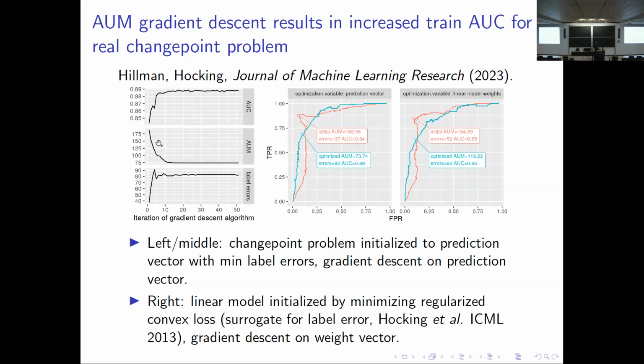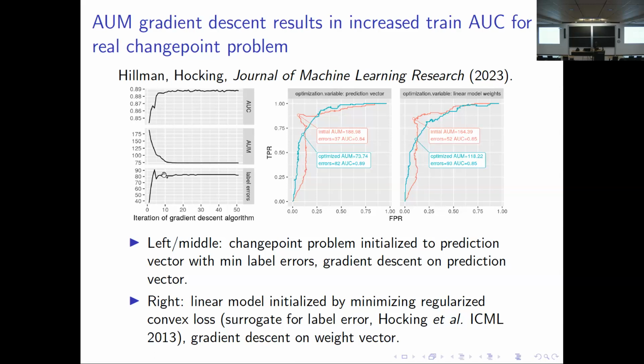We see that when it goes down, the AUC tends to go up, kind of unexpectedly in the context of this change point problem. Label errors are going up, right? It's kind of unusual. In binary classification, we expect if the AUC is going up, the label errors would go down, right? But in the context of change point detection, what we did is we did an initialization to a point with minimal label errors already. So it's normal that since it's minimal already, the only place it can go is up.